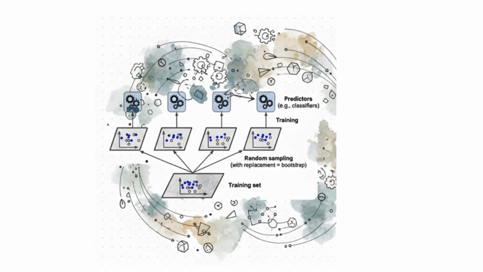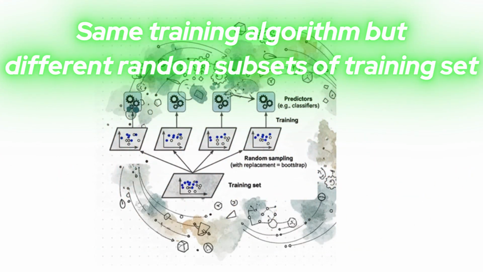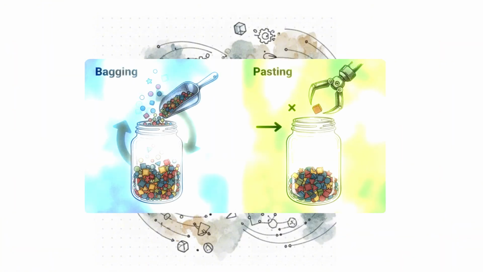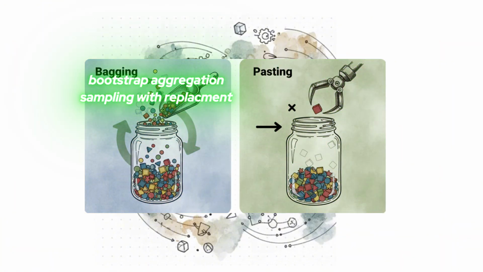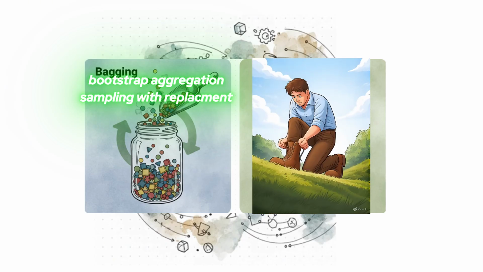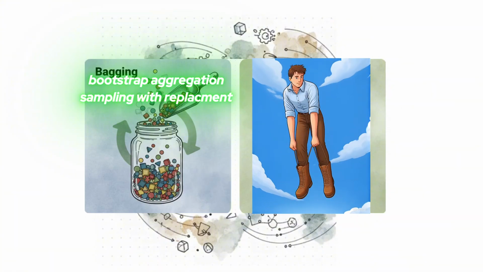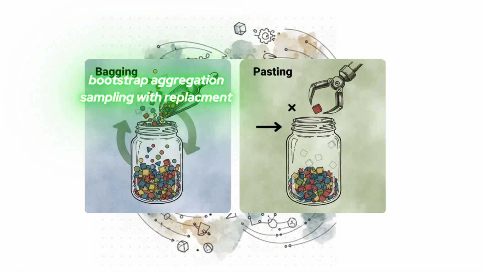One way to get a diverse set of classifiers is to use very different training algorithms, as just discussed. Another approach is to use the same training algorithm for every predictor and train them on different random subsets of the training set, when sampling is performed with replacement. This method is called bagging, short for bootstrap aggregating. When sampling is performed without replacement, it is called pasting. In machine learning, bootstrap refers to sampling the data with replacement. The term actually comes from the phrase pulling yourself up by your bootstraps, meaning building something from limited resources. And that's exactly what we do here. We repeatedly sample from the same dataset to create multiple slightly different datasets.